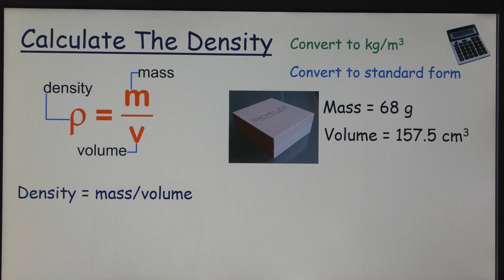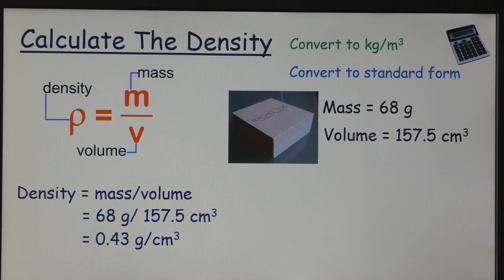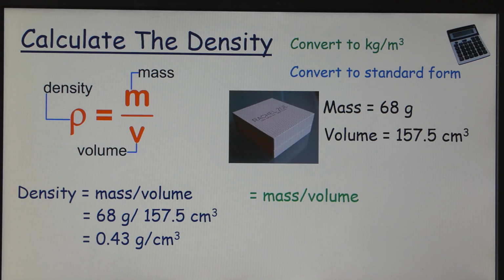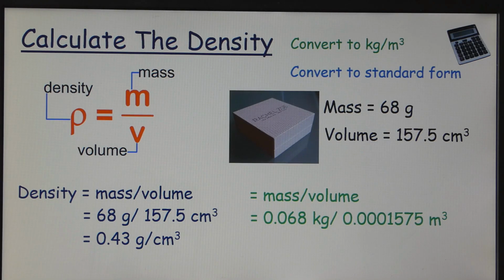Time up. Let's use the equation density equals mass divided by volume, which is 68 grams divided by 157.5 centimetres cubed. This gives us the answer of 0.43 grams per centimetre cubed. Next, to convert to kilograms per metre cubed, we use the same equation, but you use these figures. So we divide 68 grams by 1,000 to get it to 0.068 kilograms.